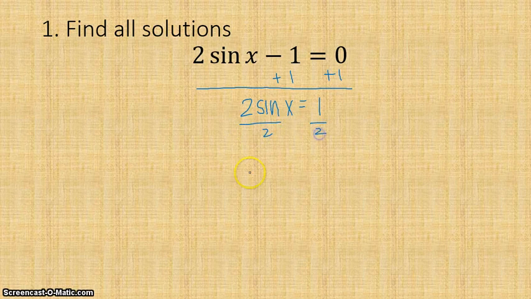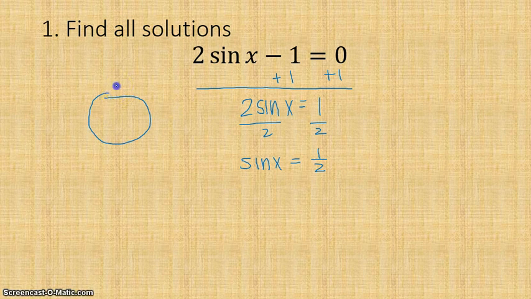Divide both sides by 2. I have sine x equals 1/2. Okay, so to get rid of the sine, I'm asking where does sine equal 1/2? So I think of my unit circle. Sine is my y value. So sine is 1/2 should be right here and right here. So that is at pi over 6 and 5 pi over 6.